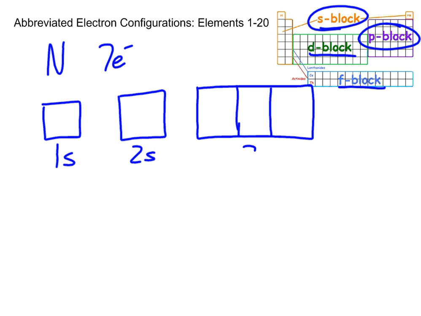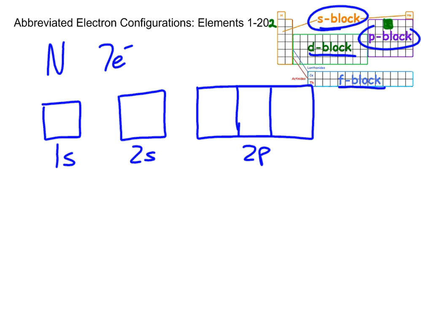2p box. And the reason why I'm not going past 2p is because when I look at the periodic table, I know nitrogen is right here, in that little green box, and that is in the second energy level.